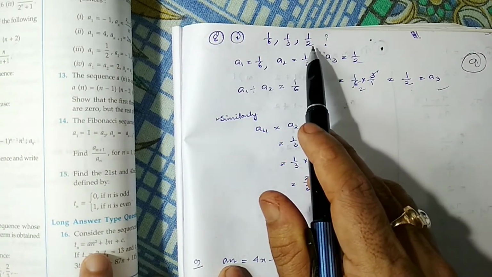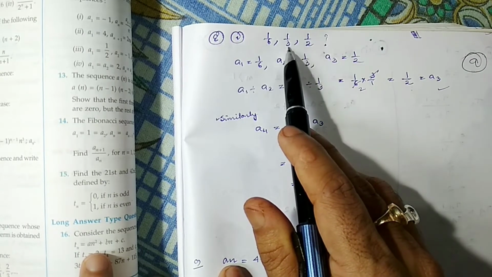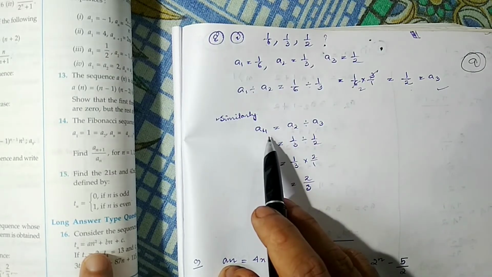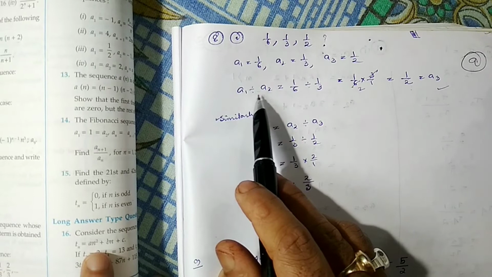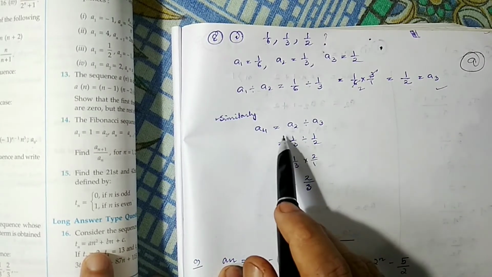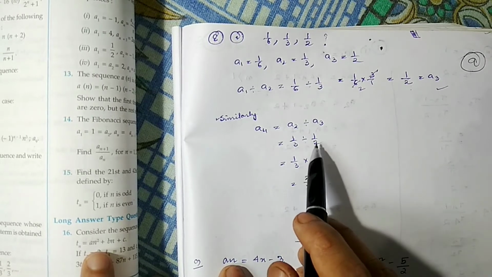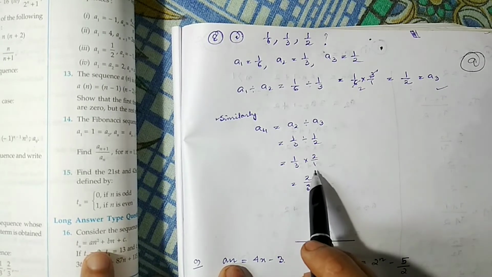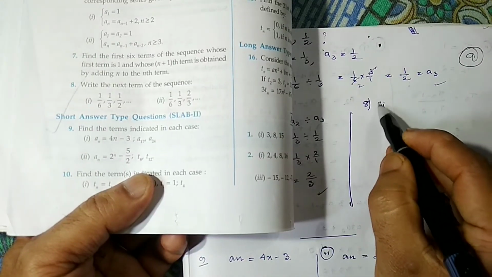Just see. First term divided by 2nd term, we got 3rd term. That means the 4th term can be obtained by dividing a2 by a3. So a4 equals a2 divided by a3. We got the logic from here. a1 divided by a2 is a3. That means a2 divided by a3 will be a4. So 1 by 3 divided by 1 by 2, 1 by 3 into 2 by 1. We got 2 by 3.